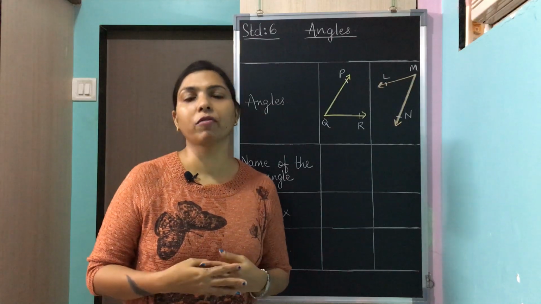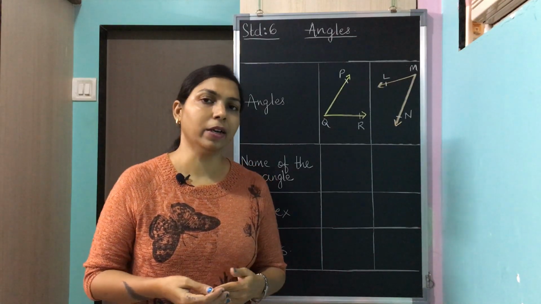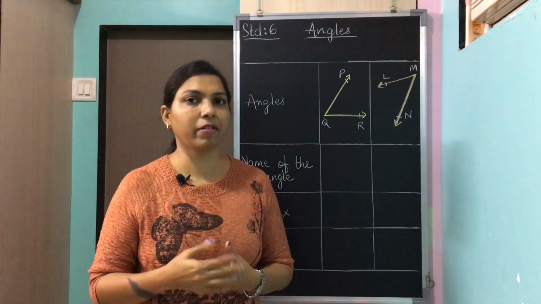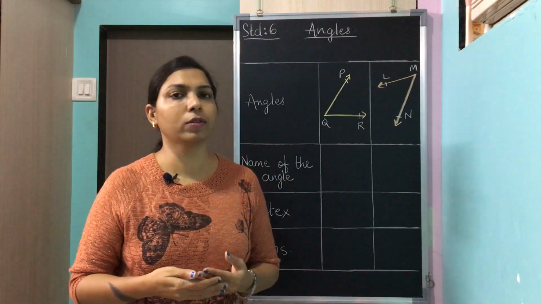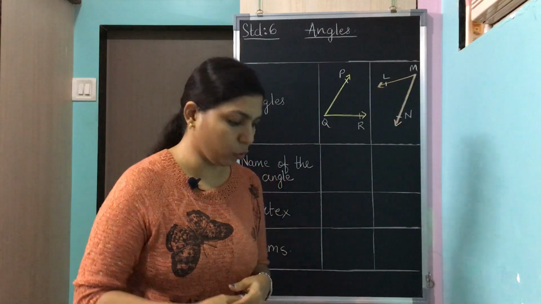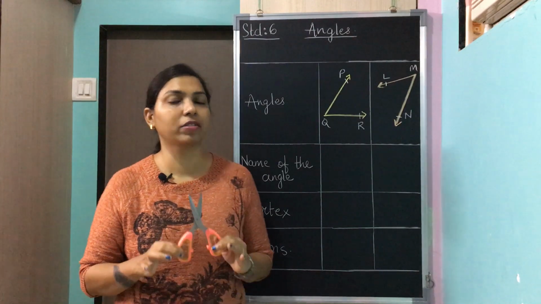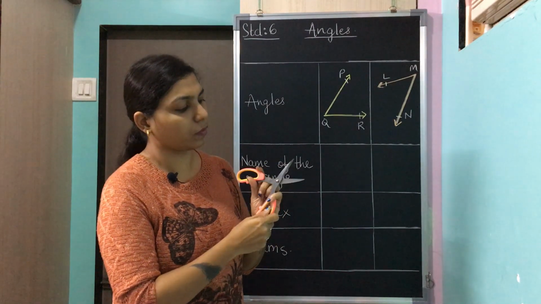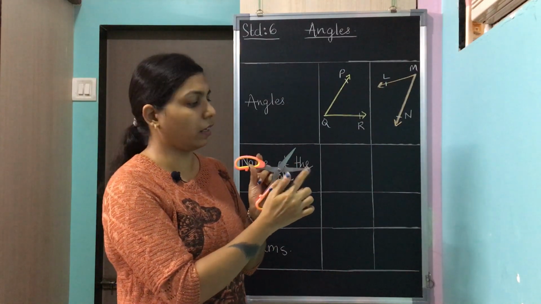So now, before we continue with this particular chapter for your 6th standard, let us go back to what we have already learnt and revise a few things. Before that, I would like to show you something to recollect what an angle looks like. You all must have seen scissors. If you open up a scissor, you can see that there is a formation of an angle over here.